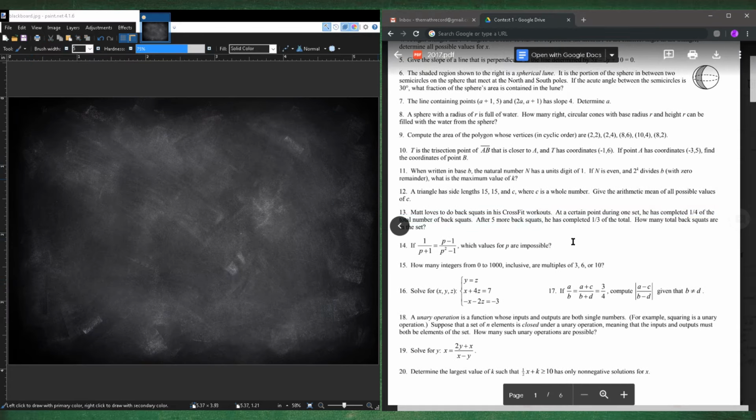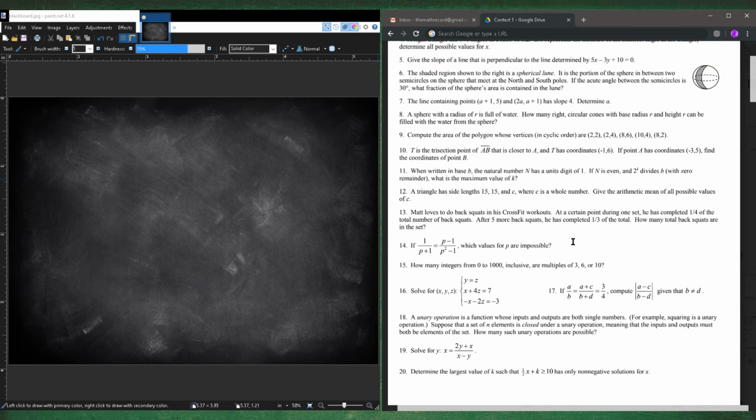Okay. Question 13. Matt loves to do back squats in his CrossFit workouts. At a certain point during the set, he has completed 1/4 of the total amount of back squats. After 5 more back squats, he has completed 1/3 of the total. How many total back squats are in the set?